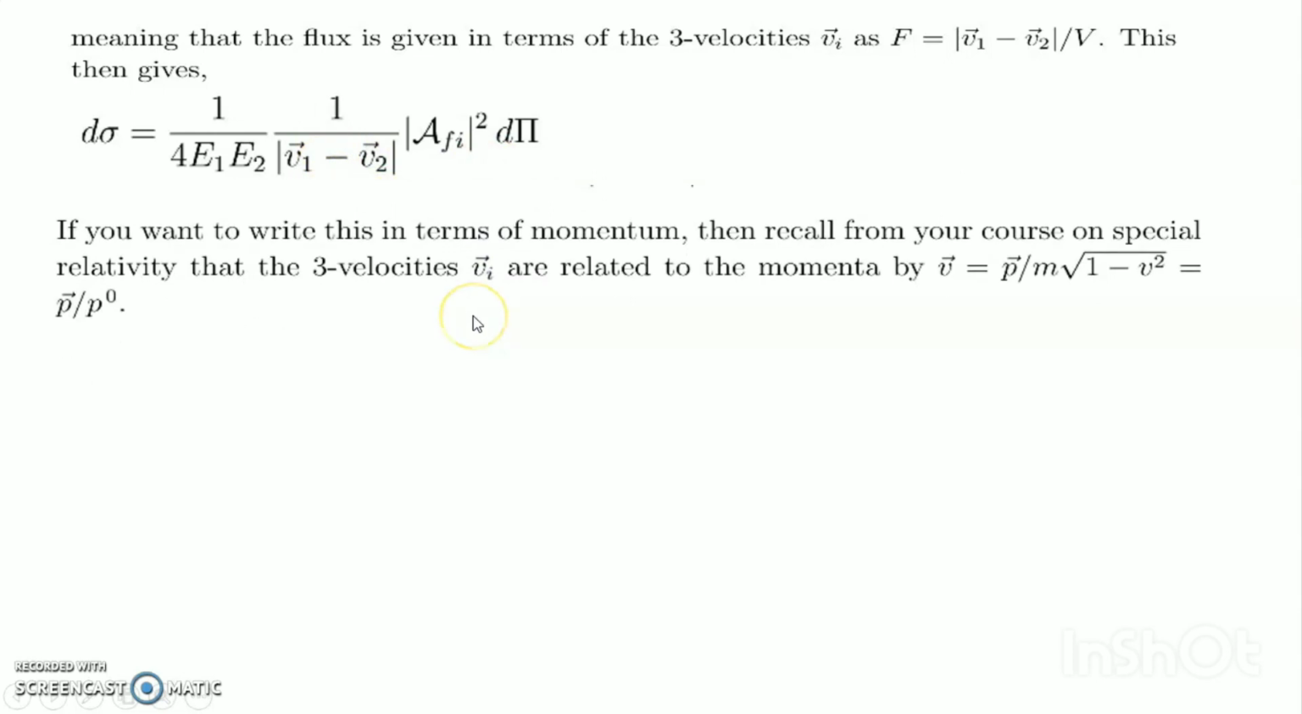If you want to write this in terms of the momentum, then recall from your course on special relativity that the three velocities vi are related to the momentum: v is equal to p divided by m times root over 1 minus v squared, equals p divided by p0.